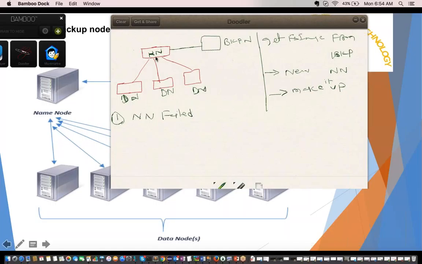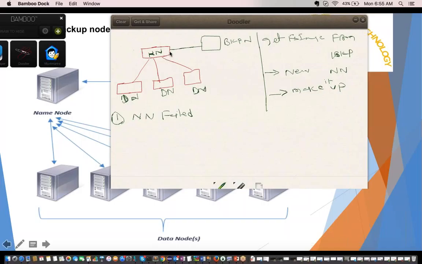Ravi, my question is about the actual name node and the backup node. Are they in sync every time? Yes, it's always in sync. So it's almost like a cluster of servers. Yes, correct. Okay.